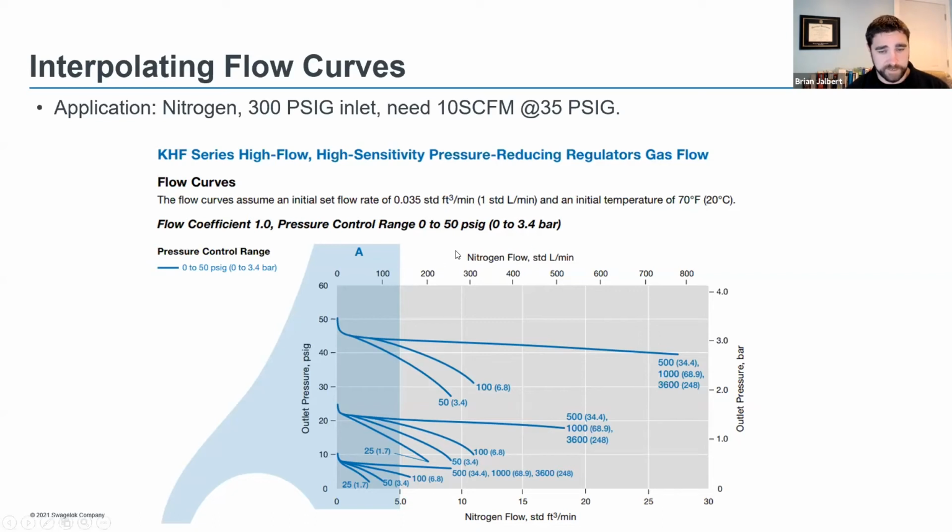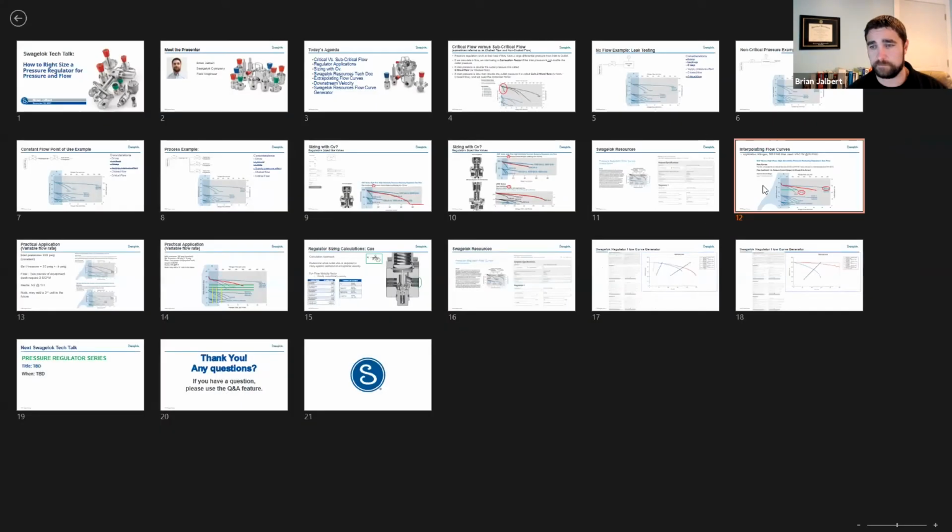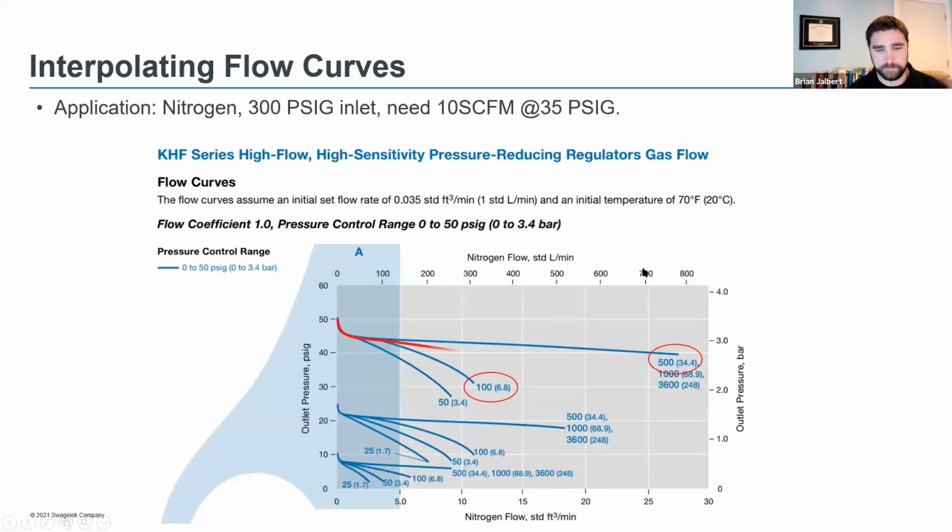So to find out if this regulator can do that, the first thing we want to do is find a flow curve that we can use to estimate the performance through this regulator. Unfortunately, we don't have a flow curve for 300 PSI. But we can interpolate this curve and estimate the curve between the 100 and 500 PSI. Obviously, if it was an inlet pressure of 400, it would be a little bit closer. And if it was closer to a 100 PSI inlet pressure, we'd be closer to the 100 line.